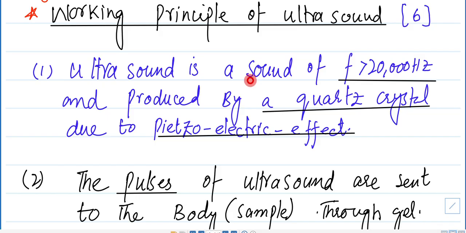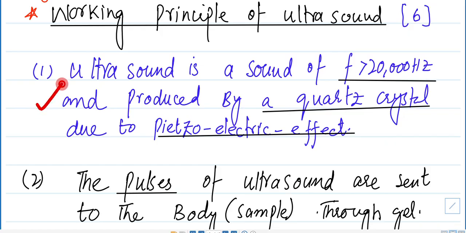So ultrasound is sound of high frequency. There are several points, and you can write some of them. For example, ultrasound is sound of frequency greater than 20,000 hertz, produced by a quartz crystal due to the piezoelectric effect. This is a very simple thing: the first principle gives some of the characteristics by which we can perform ultrasound imaging.